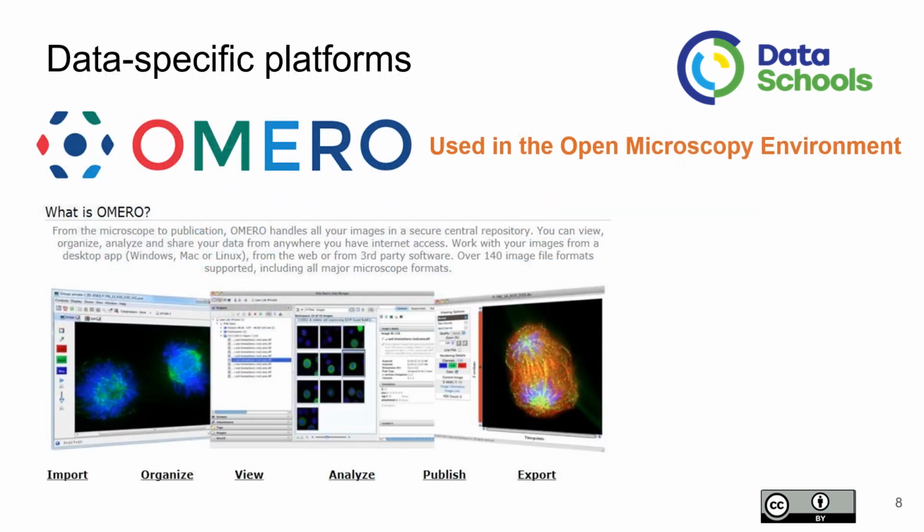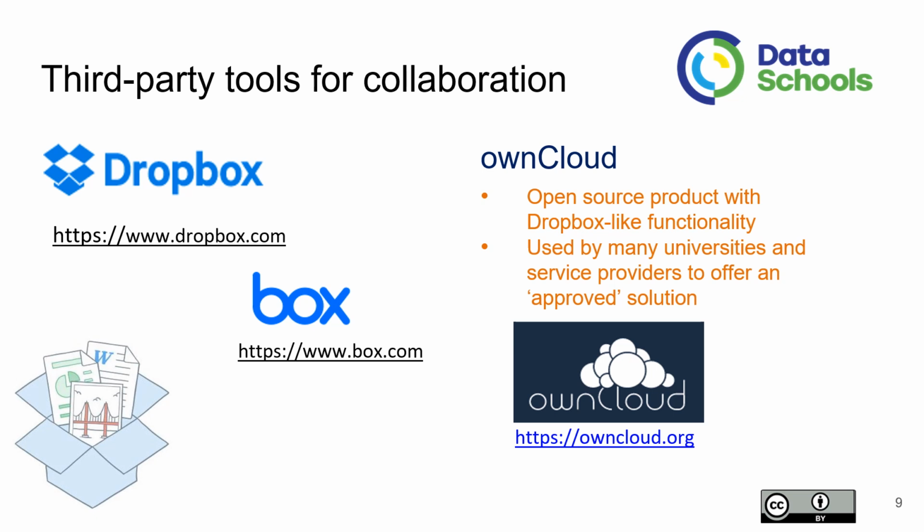Another type of infrastructure is data-specific platforms. For example, OMERO, which is used in the Open Microscopy Environment. Third-party tools for collaboration can also be used. For example, ownCloud, which is an open source product with Dropbox functionality that is used by many universities and service providers. Just remember that these platforms belong to third parties, which can be risky.